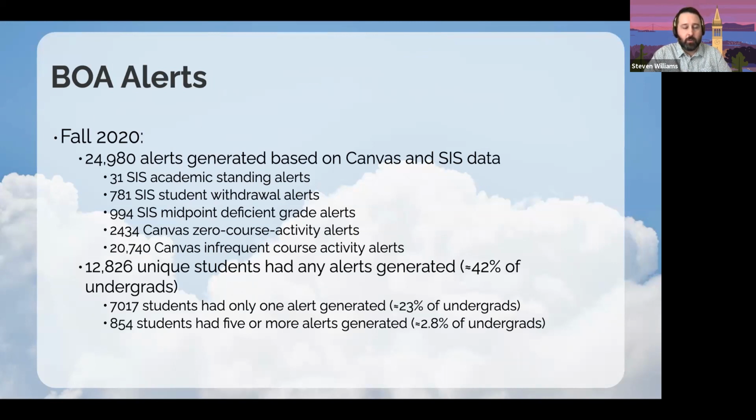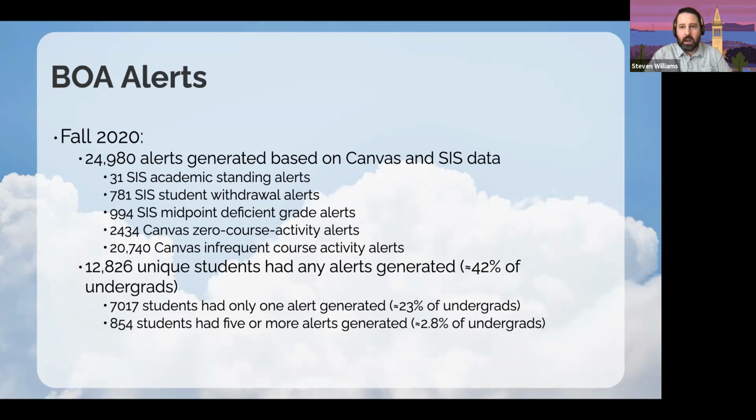And based on the numbers we've seen there, and the spring analysis I've begun, I'll say that all these trends and patterns continue into spring. I have more quantified data here for fall. BOA is somewhat noisy in terms of the alerts it generates. It generated almost 25,000 alerts. About 40% of undergrads had one or more alert.